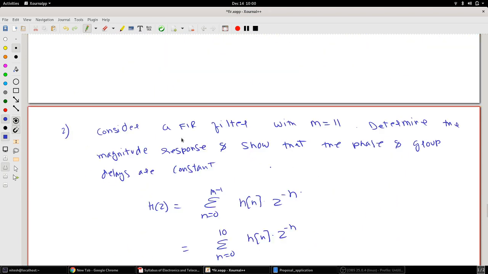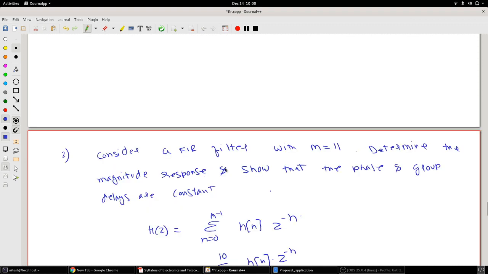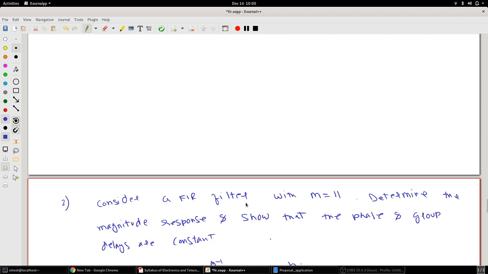Let's consider a problem: consider an FIR filter with M equal to 11. Determine the magnitude response and show that the phase and group delays are constant. So what is given is M equal to 11. We have to find the magnitude response first of all, and also show that the phase delay and the group delay are constant, that is, it is having a linear phase.